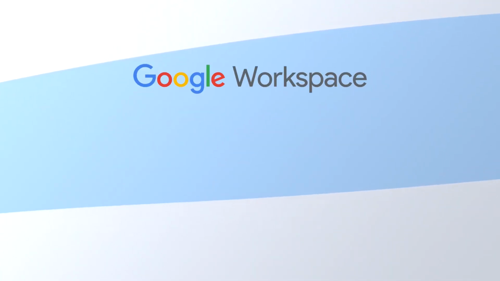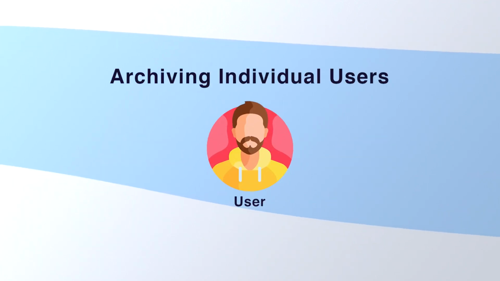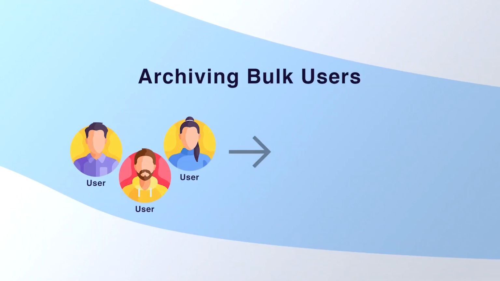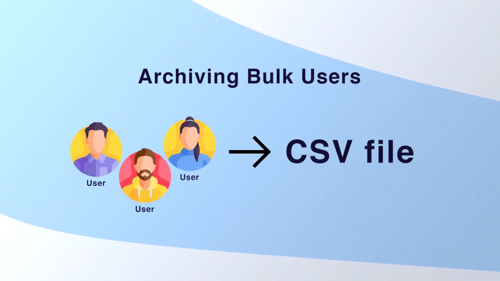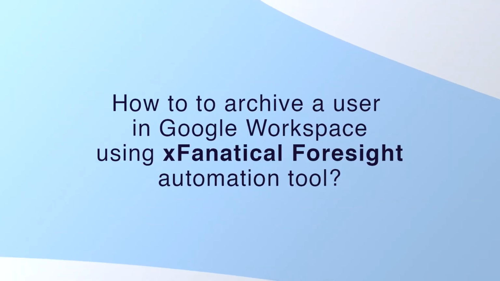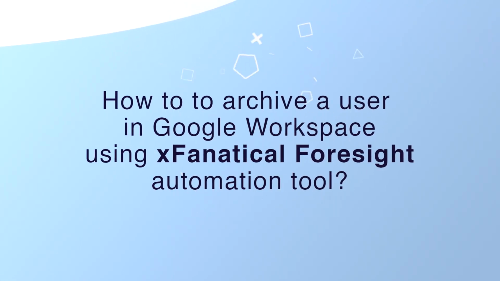Google Workspace allows you to archive individual or multiple users. Individual users can be archived from the users page or the individual's user page, and bulk users can be archived by either a CSV file or via the Admin SDK APIs. How to archive a user in Google Workspace using the xFanatical Foresight automation tool?